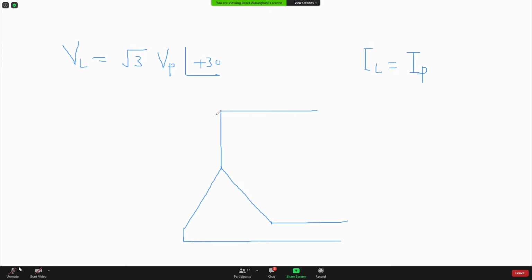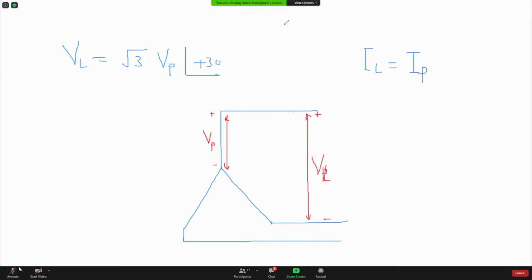This is V phase. Between here and here is V line. They're not the same. This voltage, the V line, is not the same as this one. You can see that clearly. V line is bigger than the V phase. You see between these two points.